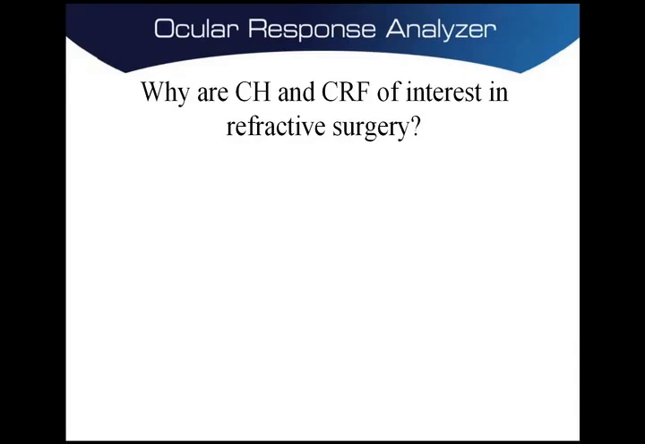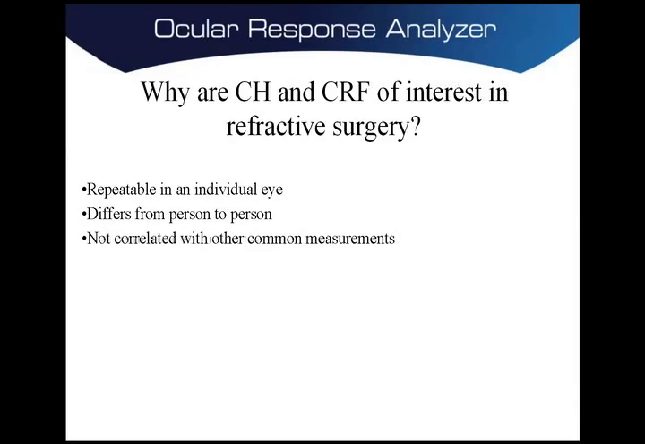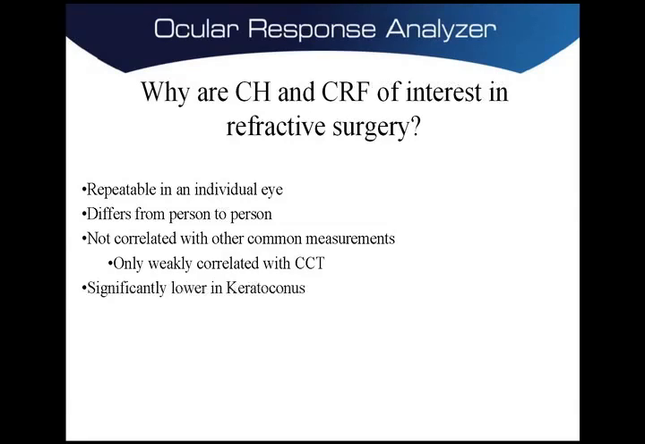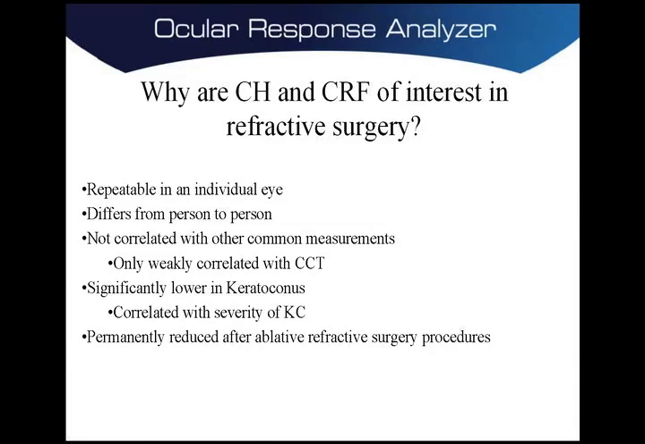Why are these parameters, corneal hysteresis and corneal resistance factor, of interest in refractive surgery? They are repeatable in an individual eye, but they differ from person to person. They are not strongly correlated with other common measurements of the eye, except for a weak but significant correlation with central corneal thickness. They are significantly lower in keratoconus patients, and these measurements are correlated with the severity of keratoconus. And they are permanently reduced after ablative refractive surgery procedures.